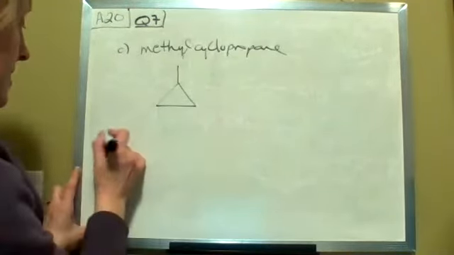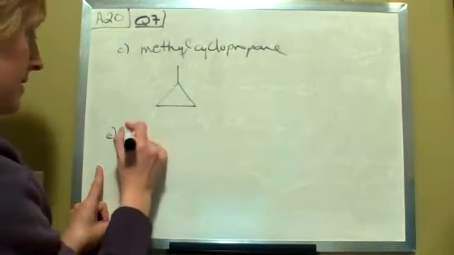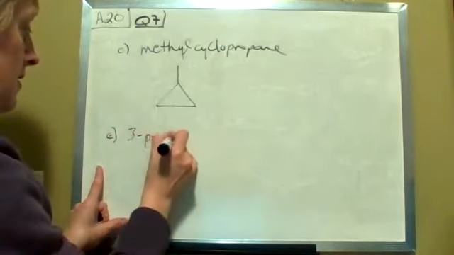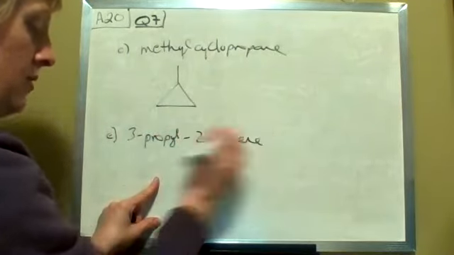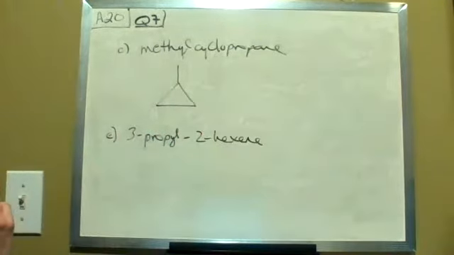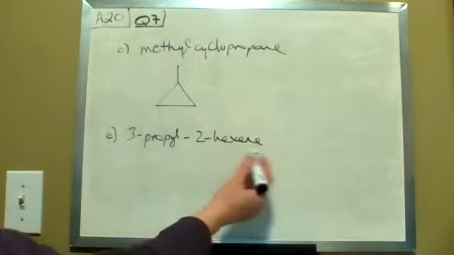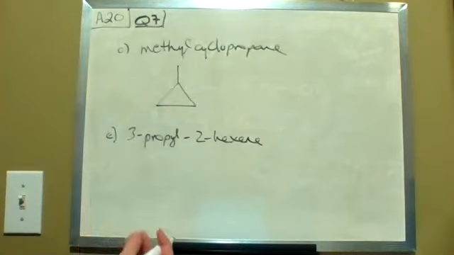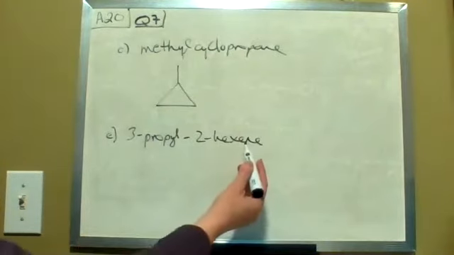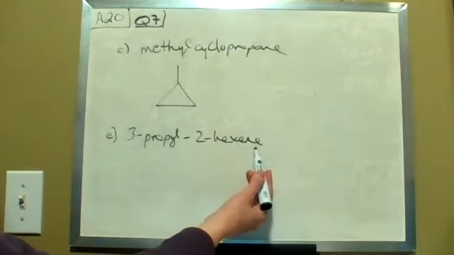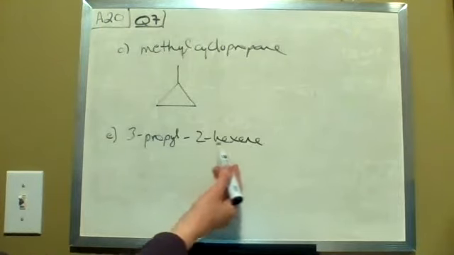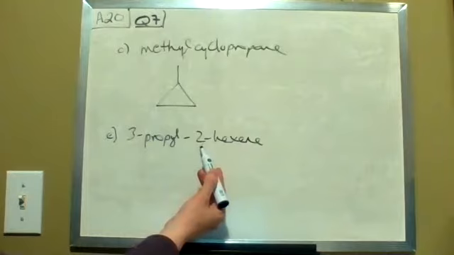Let's do E. This one is 3-propyl-2-hexene. Okay, so a lot more going on in this one here. At the end, hex, so there's going to be 6 carbons in our chain, but there's also going to be a double bond. Okay, that's what this ene tells us. And we know that it's going to be at carbon number 2.